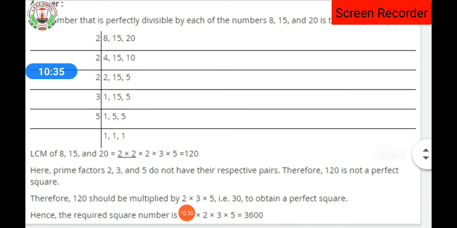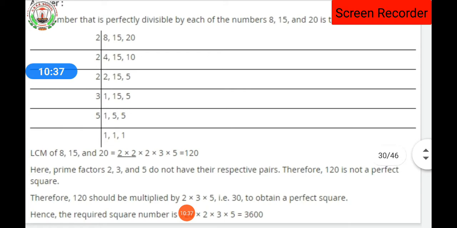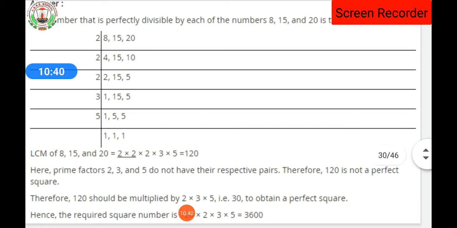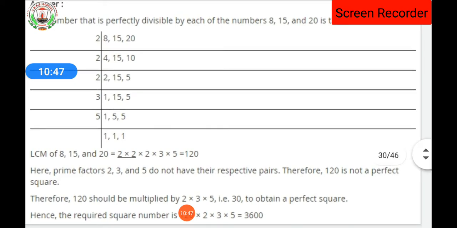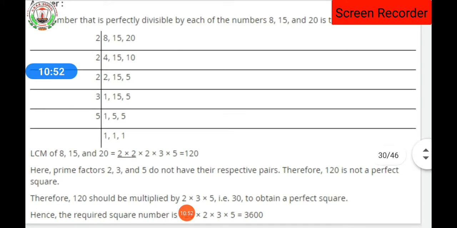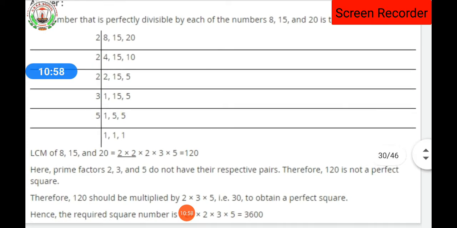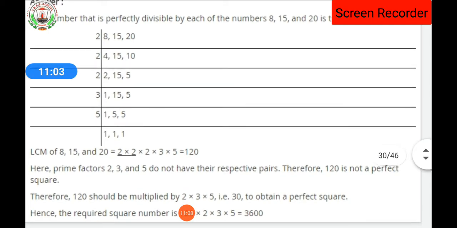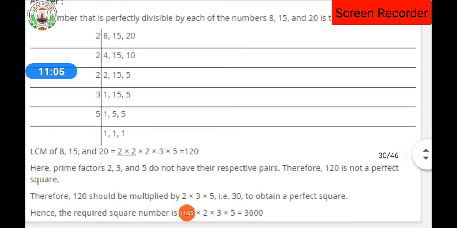You can see here that among the three 2s, one pair will be there, and one of the 2s will remain unpaired. Again 3 is unpaired, 5 again unpaired. Therefore we can say that 120 is not a perfect square. In order to make it a perfect square, the number 2 into 3 into 5 will be multiplied. That means 2 into 3 is 6, 6 into 5 is 30. 30 will be multiplied with 120 to make it a perfect square. So 120 multiplied with 30, you will get the required answer as 3600, which is a perfect square.